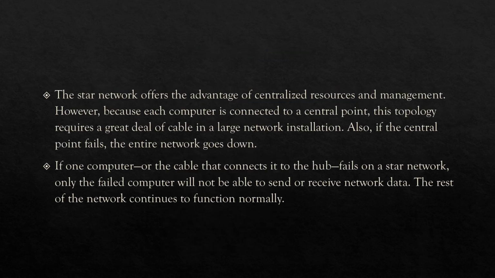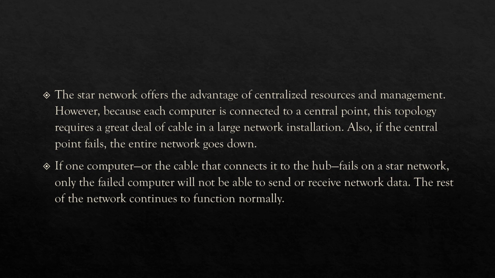The star network offers the advantage of centralized resources and management. It is very easy to troubleshoot in the star topology. All the PCs which are connected to the hub have lights indicated on the ports. As soon as the light goes down, it turns amber in color, and it can be easily detected which node has failed and it can be troubleshot.